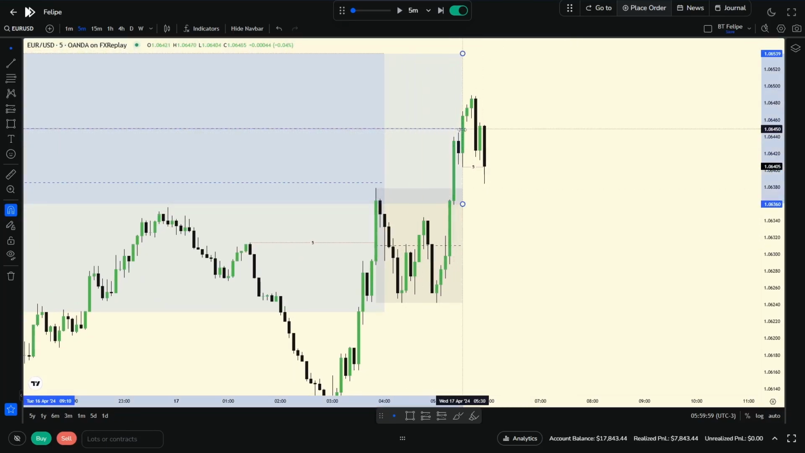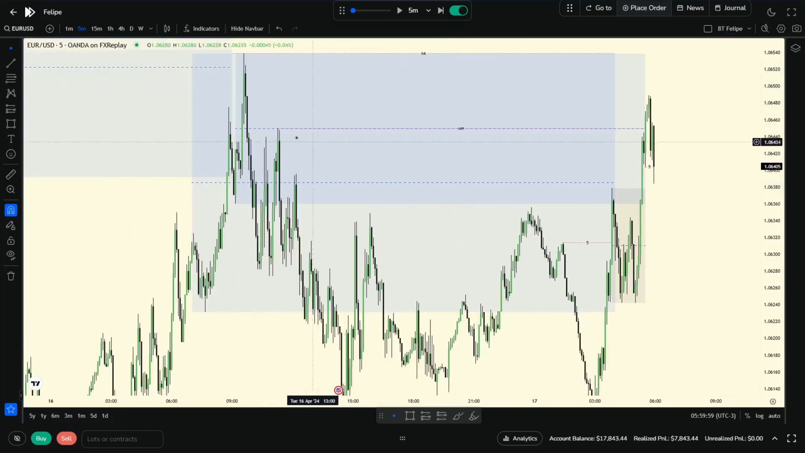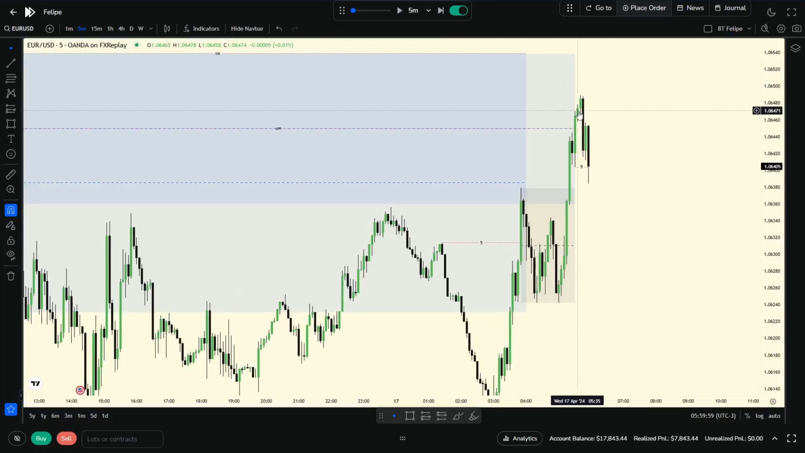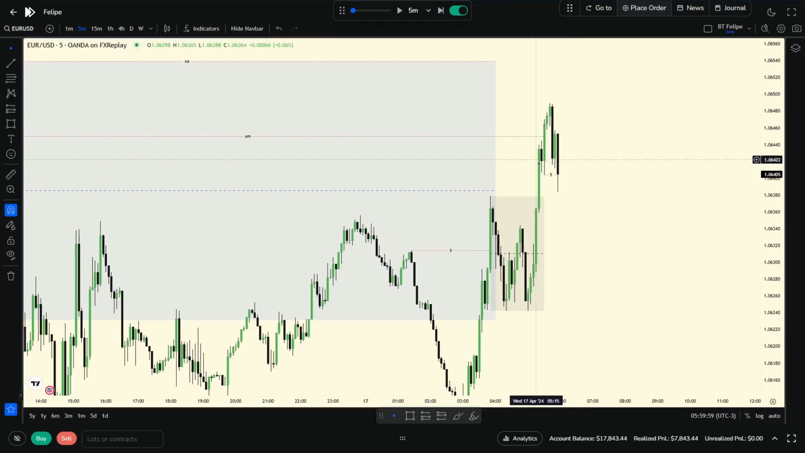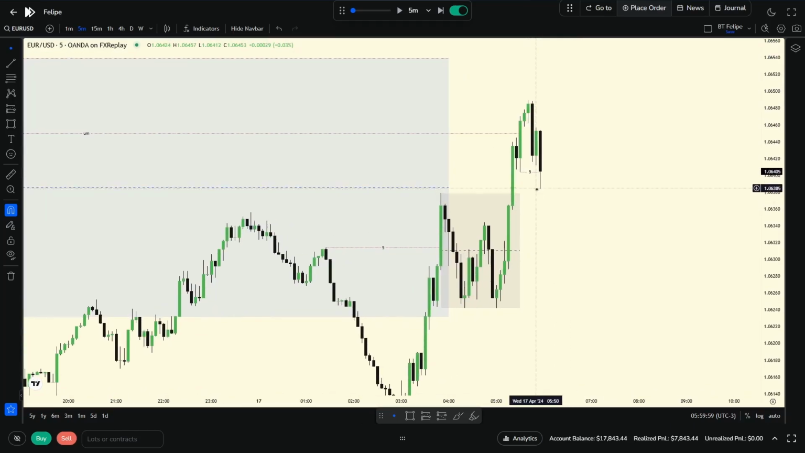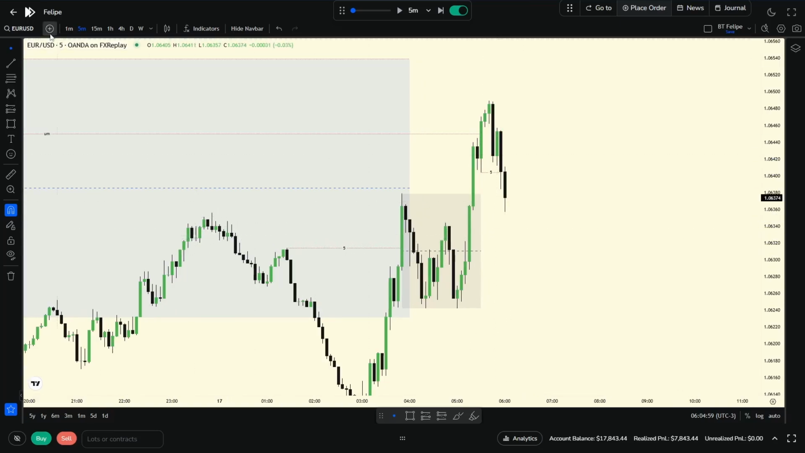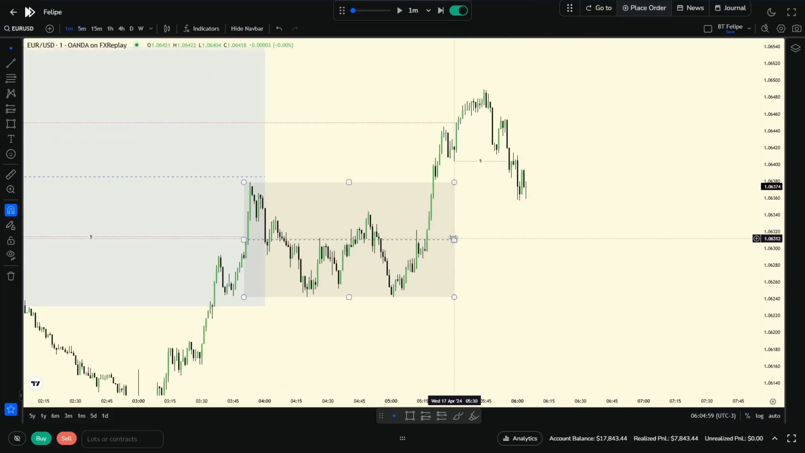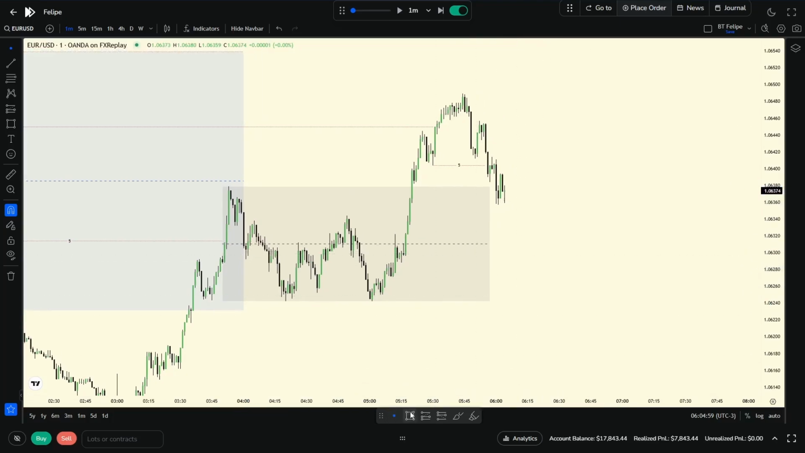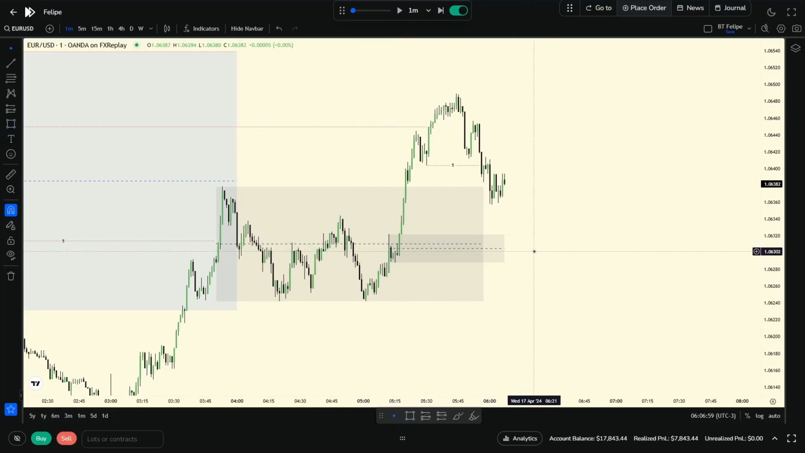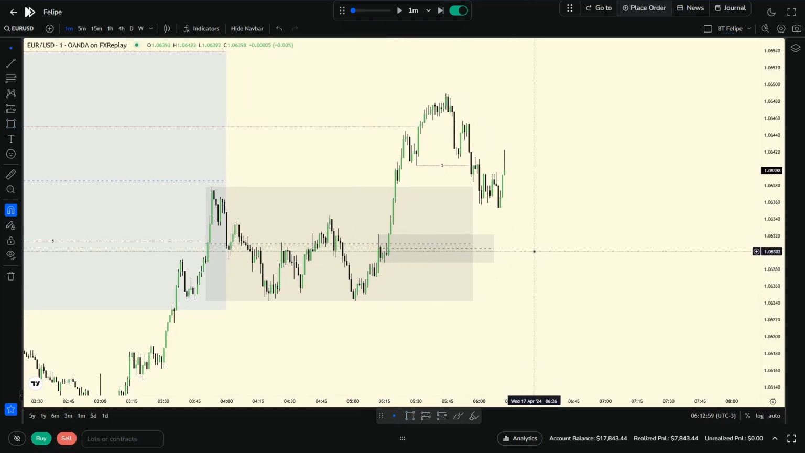Tap the POI which was already mitigated, so maybe price is not going to hold here. I'm going to delete it just so I don't get confused. And I want to long from somewhere around here. Let me mark this POI as well, which aligns with the 50%, and see how it goes.